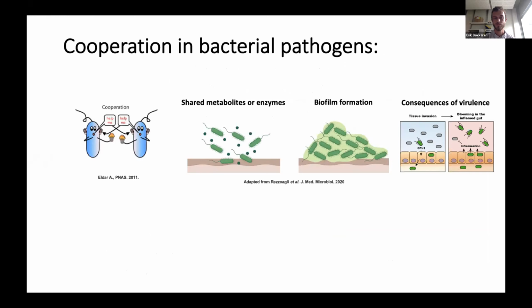I just want to point out here that cooperation can be found in many aspects of lifestyle for bacterial pathogens. This can be through shared metabolites or enzymes, in the context of biofilm formation, or as a consequence of virulence factors, which I'm going to be talking about in this talk. But in all these cases, what's important to note is that the mechanism by which they cooperate is through a shared public good.